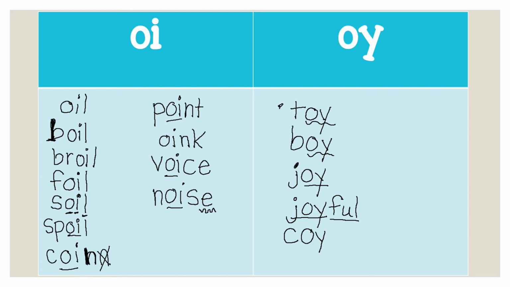Our next word is Roy. Roy is a boy's name. So we're going to have to use a capital at the beginning. R. So we're going to put a capital R. Roy.